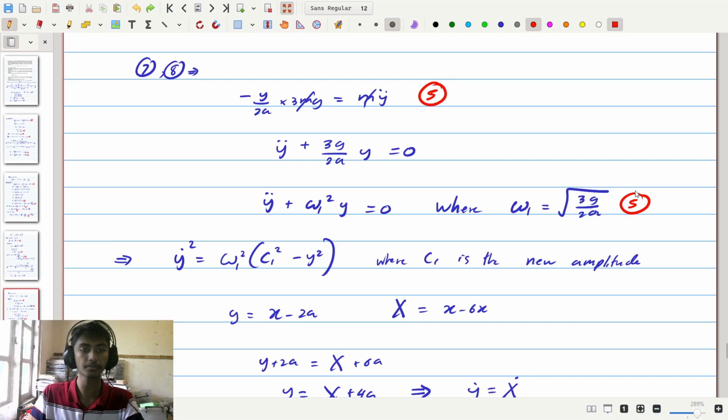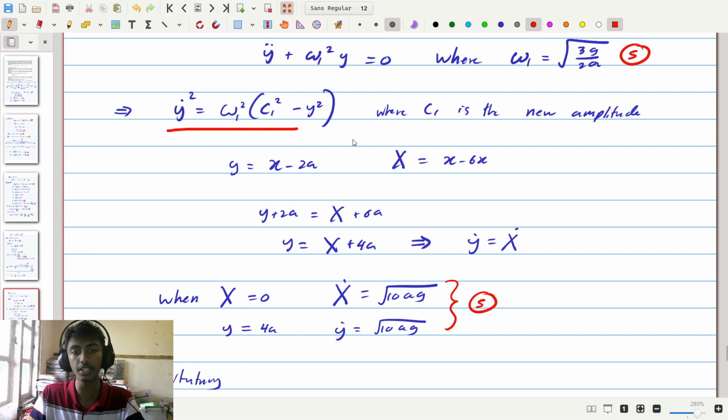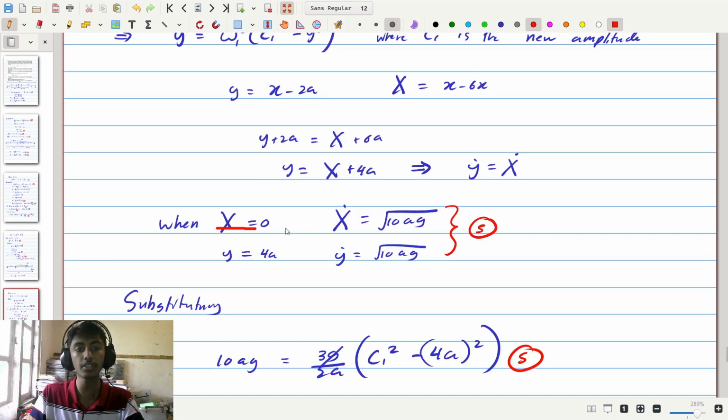Now after this, when you simplify down using the other equation here, and you get that capital X equals 0 implies that y is equal to 4a, and at the point when capital X equals 0, y equals 4a, X dot capital X dot is equal to root 10 ag, meaning that y dot is also going to be equal to root 10 ag, you get 5 marks for relating that.